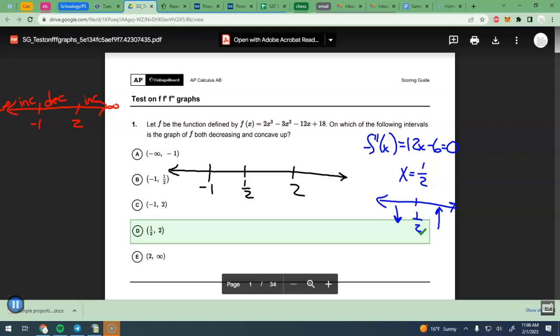And then I know increasing up until -1, decreasing from -1 to 2, well, that's both of these. So -1 to 2 covers both. So I'm going to say dec, dec. And then inc over here. And then on the bottom, I'm going to put the concavity. So we're concave down all the way up to 1/2, which is both of these intervals. And concave up after.